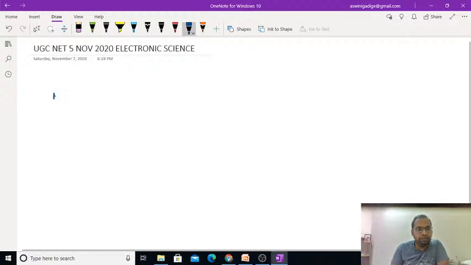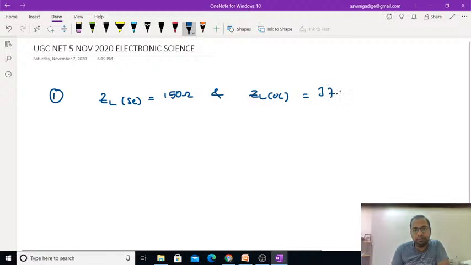One of the questions I received is that the load impedance ZL, when short circuited, ZL of SC is equal to 150 ohms, and ZL of OC, that is open circuited, is equal to 37.5 ohms. In the exam they have to find Z0, the characteristic impedance.